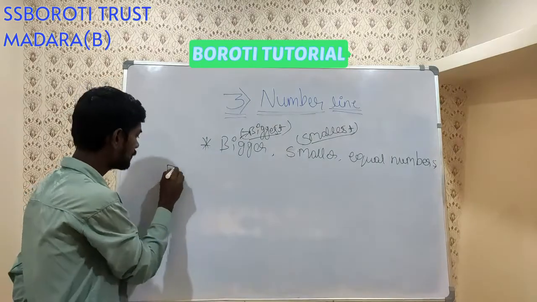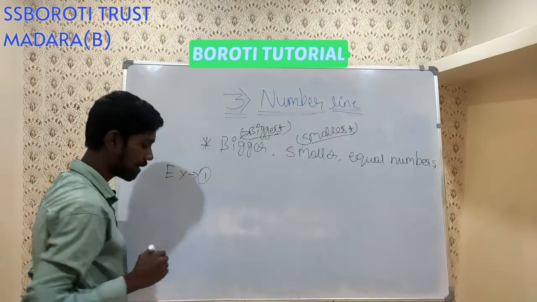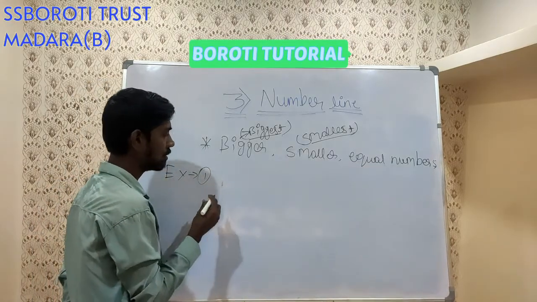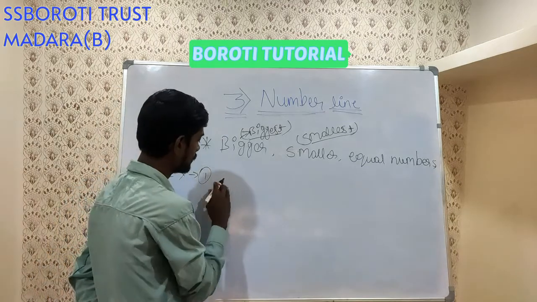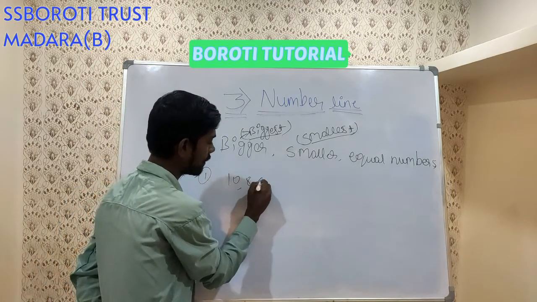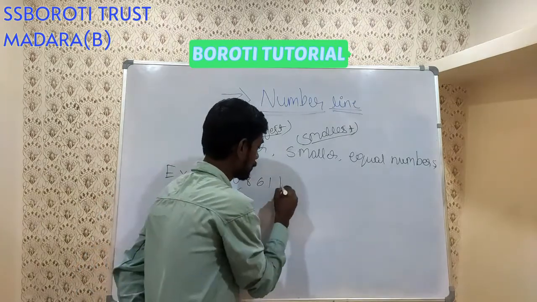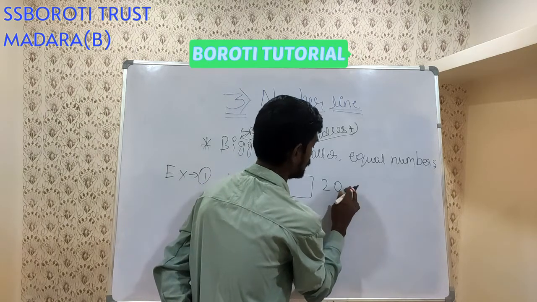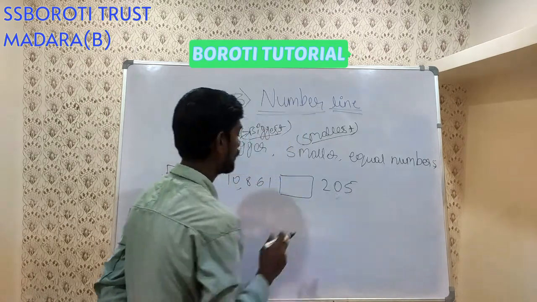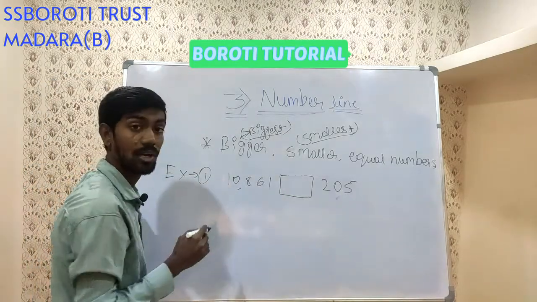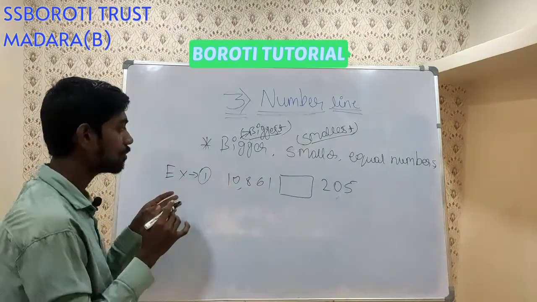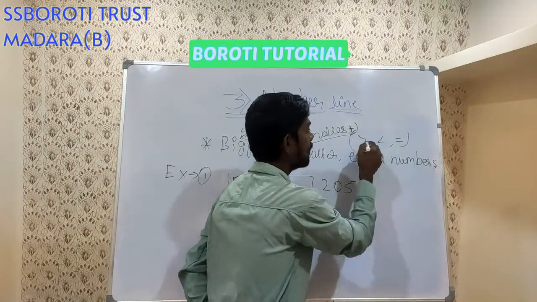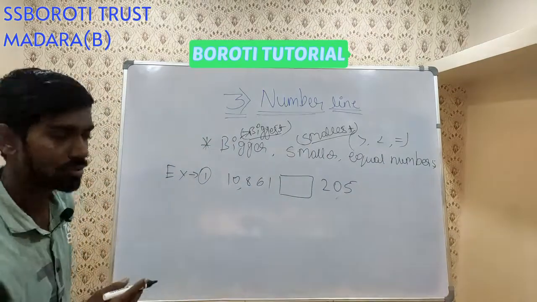With an example, we can take many examples here. First of all, to find the bigger and smaller number, we take the numbers 10,861. We are comparing these two, and the next number will be 205. Now we are going to find which number is bigger and which is smaller. Before finding them, we have the bigger sign, smaller sign, as well as the equal sign. We will understand what those signs are and how to represent them.